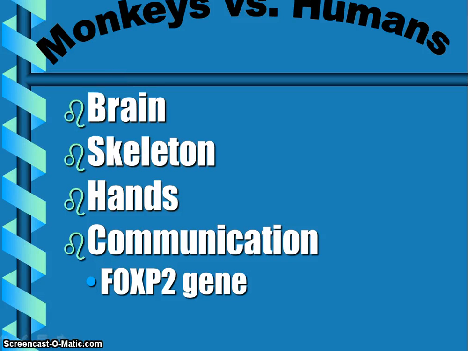Okay, so we have some differences. Humans have a larger and more complex brain. Our skeleton is adapted for upright bipedal walking, meaning we're walking on 2 feet. Our hands provide powerful gripping and permit extremely fine manipulations. And speech: we actually have a gene, the FOXP2 gene, that allows us to speak, form language, and so forth.